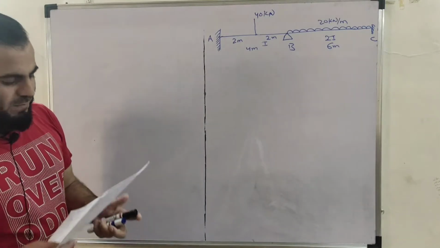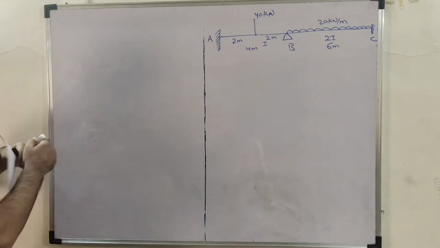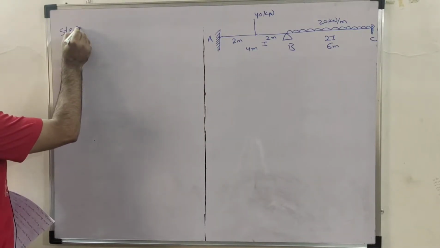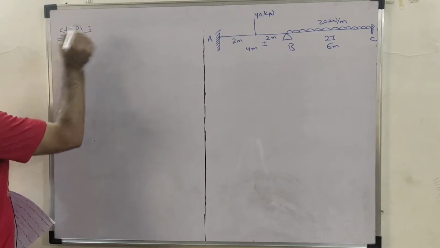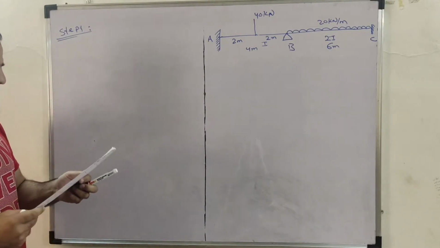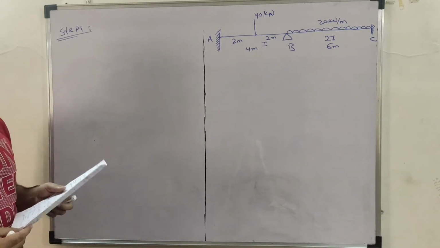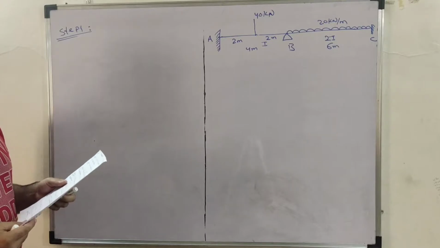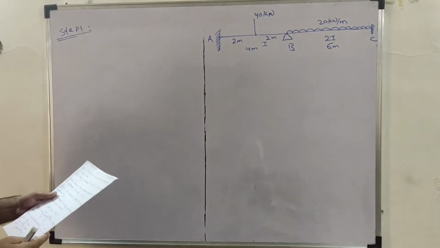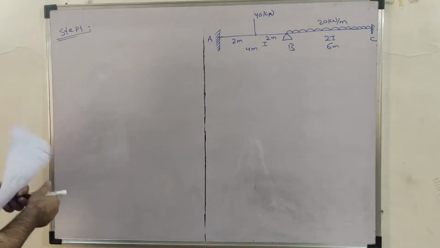Now we will start. Step number 1. The first step is to find the fixed end moments, considering all spans as fixed. Now we will find out the fixed end moment.